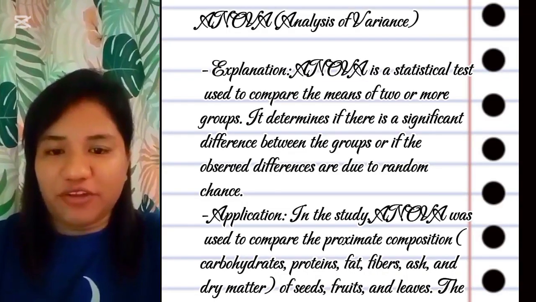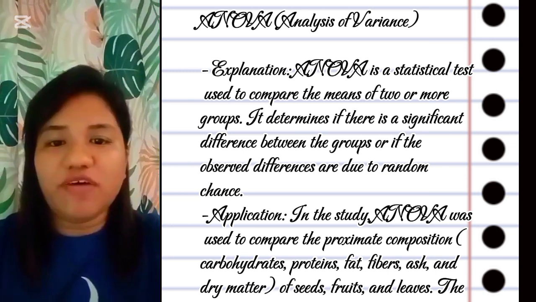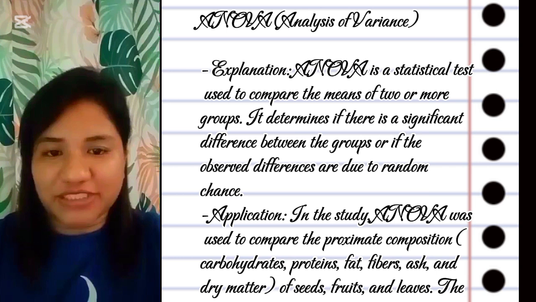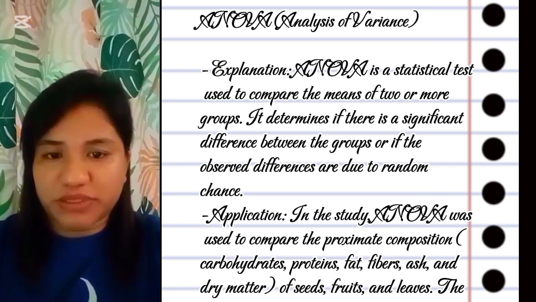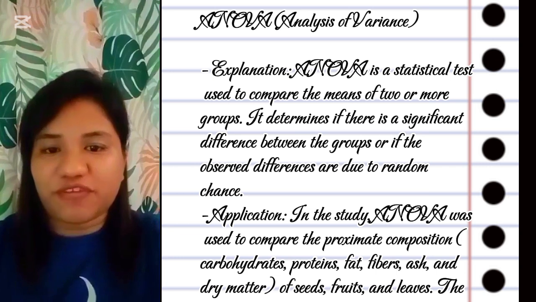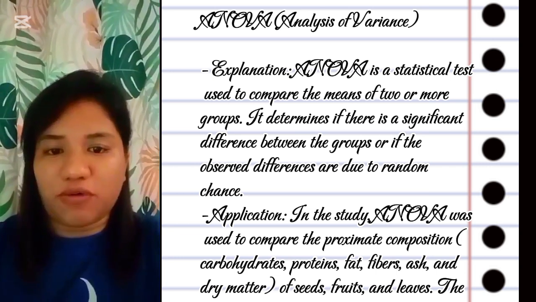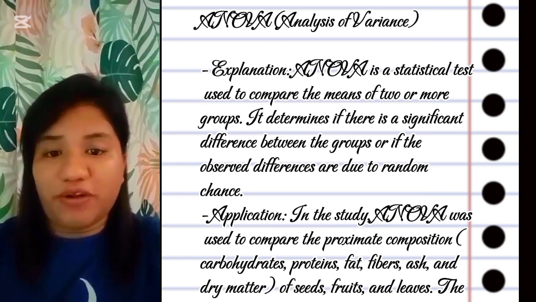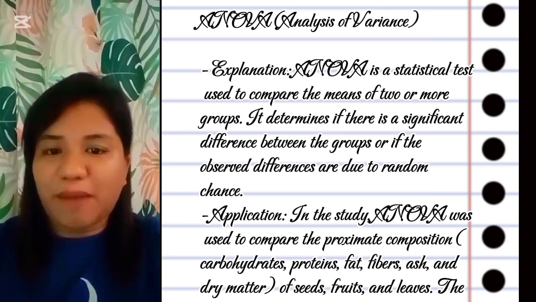First is the ANOVA, or analysis of variance. ANOVA is a statistical test used to compare the means of two or more groups. It determines if there is a significant difference between the groups or if the observed differences are due to random chance. Application in the study.